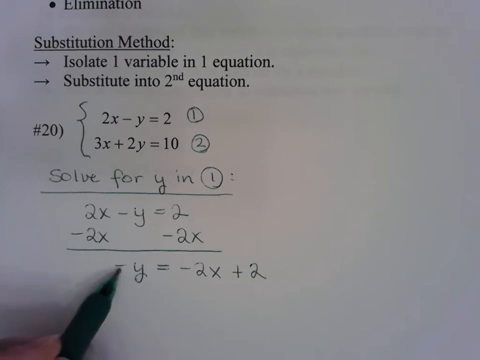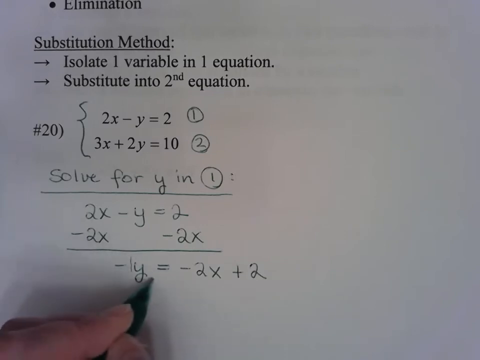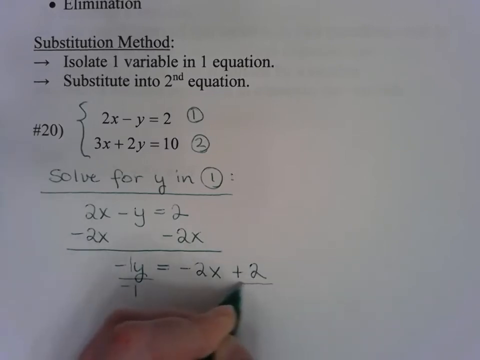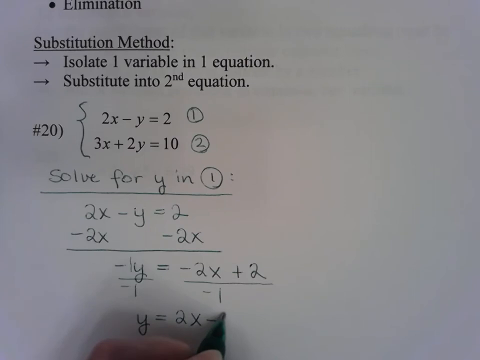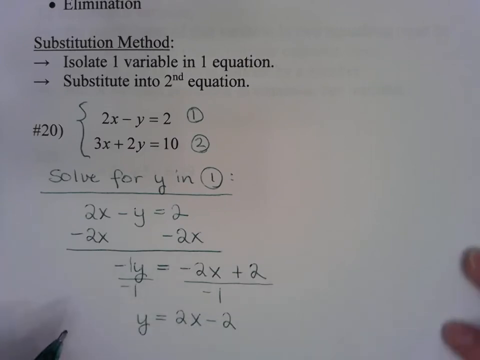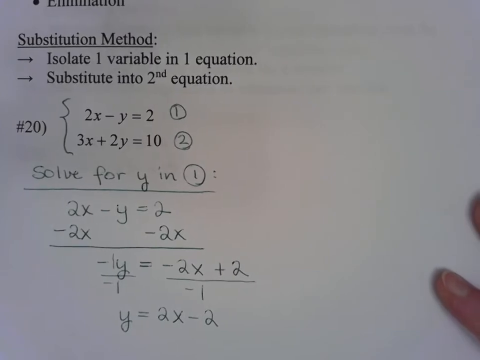Okay, and now I want to get rid of this negative, so you can either multiply by a -1 or divide by, look at this as a -1. Either way, it's going to change the sign of everything. So I'm going to end up with 2x minus 2. Okay, now that I've done that, that's sort of the first step.